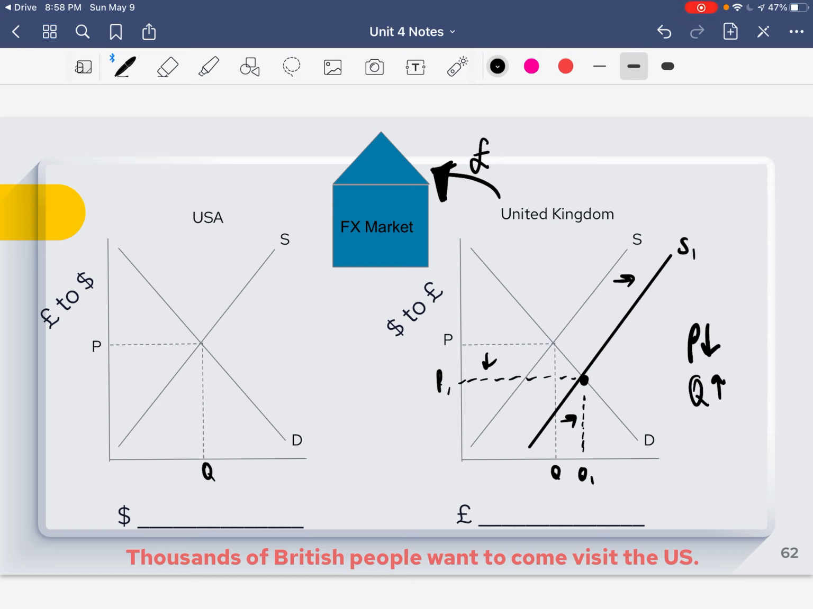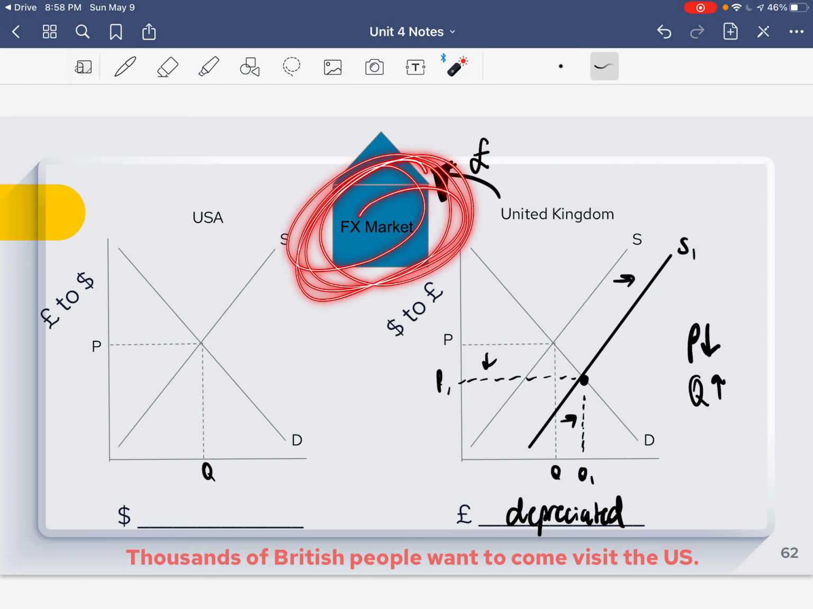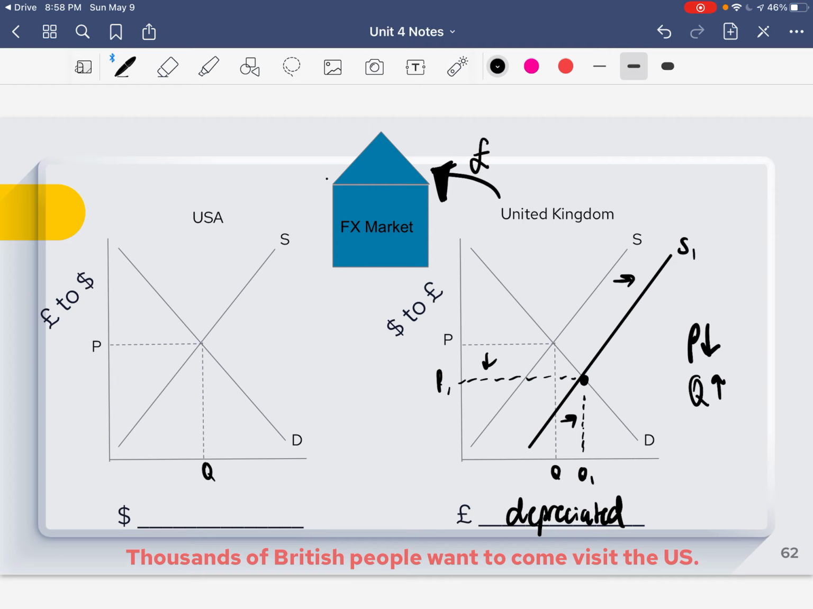So if price is going down, that means that the pound has depreciated. Okay? The British pound has become less valuable. So it's sitting here in the market, that British pound, because they wanted to come to the U.S., they have to exchange their currency. When they exchange it, that means that now they're going to get that U.S. dollar and pay, I don't know, wherever they go when they get here.